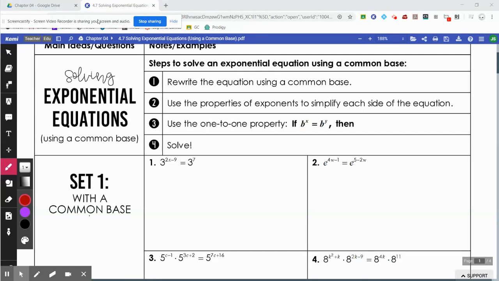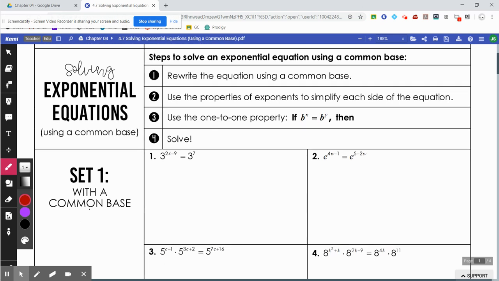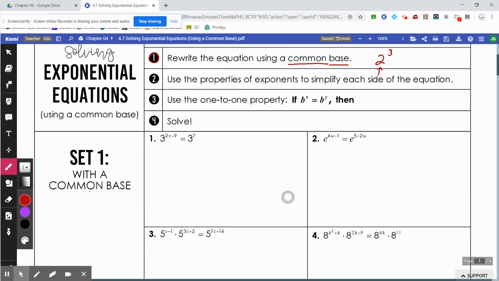Okay, in today's lesson, we're going to be solving exponential equations using a common base. Now, later on, we'll be solving these exact same type using logarithms that we can't solve using these common bases. So here's our steps. Step number one, we're going to rewrite the equations using a common base. And a reminder that anytime you're dealing with an exponent, the number being raised to a power is the base. So we're going to try to be getting like bases here.